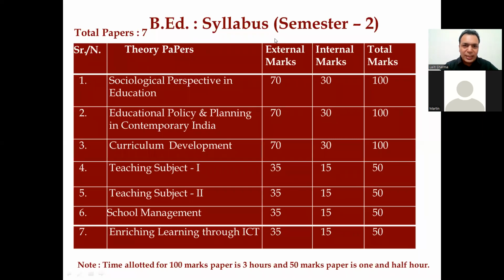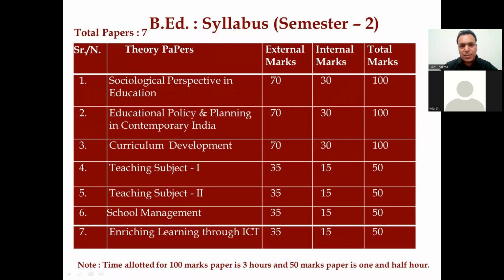So we can say that in the second semester, we have 5 compulsory subjects for everyone, irrespective of the 2 teaching subjects, because you all have different teaching subjects. Some have SST and English, some have science and English, some have science and maths, right, guys? So from this slide we understand the papers and the marks: what are the external marks, what are the internal marks, right, guys?